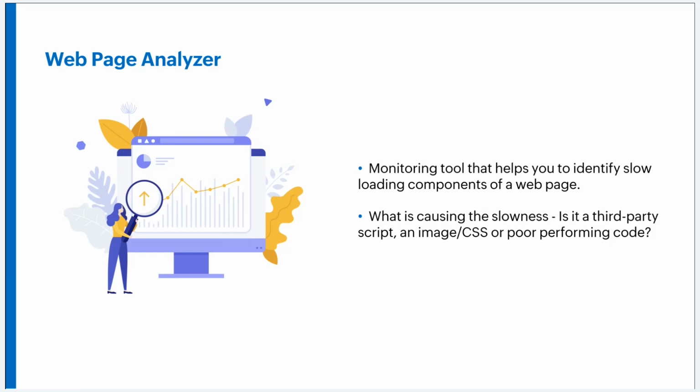We will also have a waterfall chart, which means that when a web page renders, it has various components, right? Like CSS, JavaScript, images, etc. So our web page analyzer tracks the transactions that take place when all these components load. Now let's get into Applications Manager WPA.